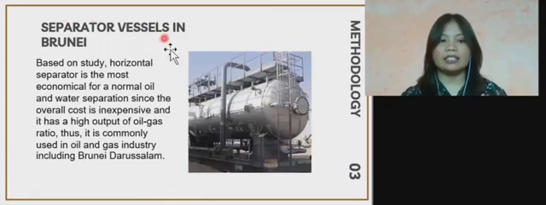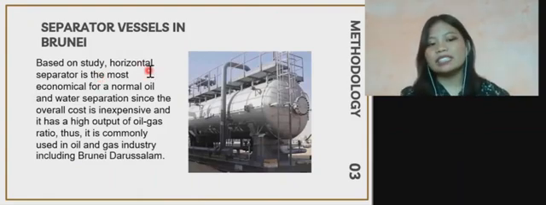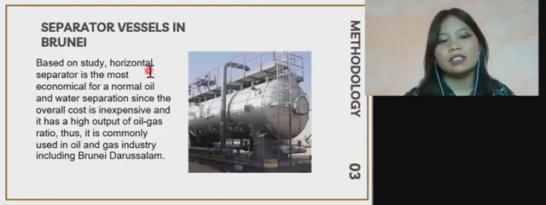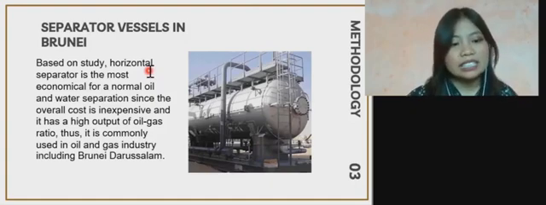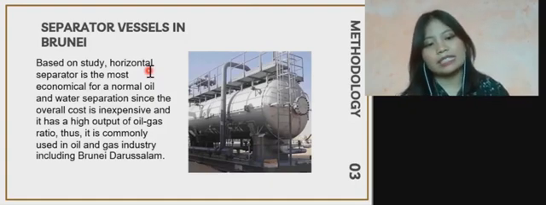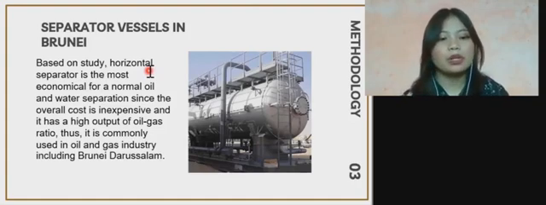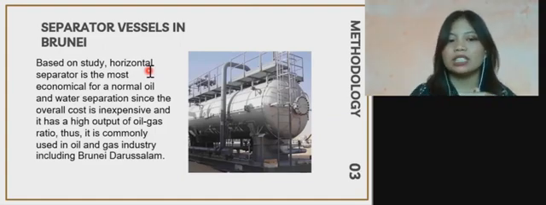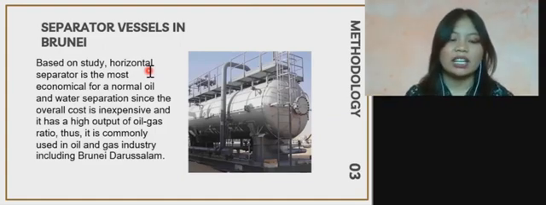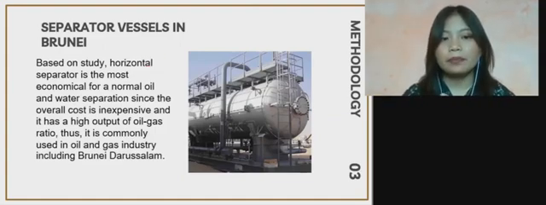That is why, for separator vessels in Brunei, based on study, the horizontal separator is the most economical for normal oil and water separation, since the overall cost is lower and it has a high output of oil and gas ratio. Thus, it is commonly used in the oil and gas industry, including Brunei Darussalam.